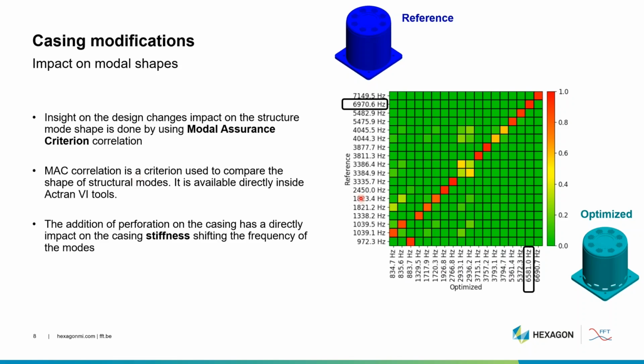What we see here on the right-hand side is the output of such a comparison. And as we could expect, the perforation that we are adding to the structure is directly impacting the stiffness of the casing, shifting the frequency of the mode to a higher frequency.